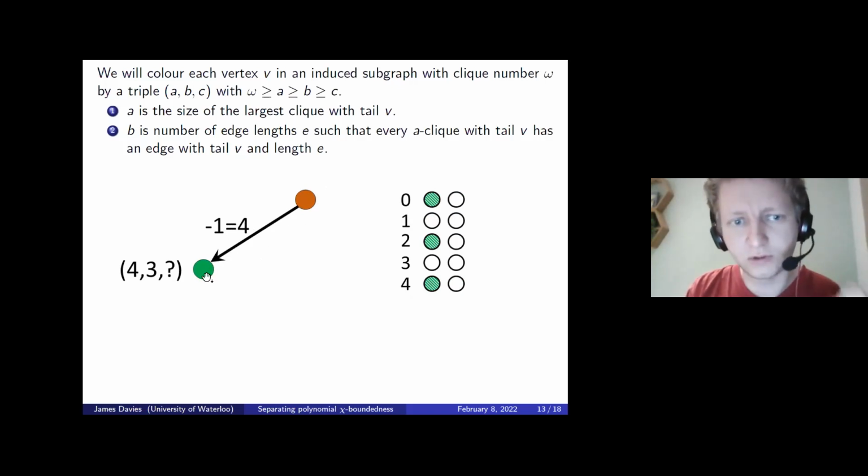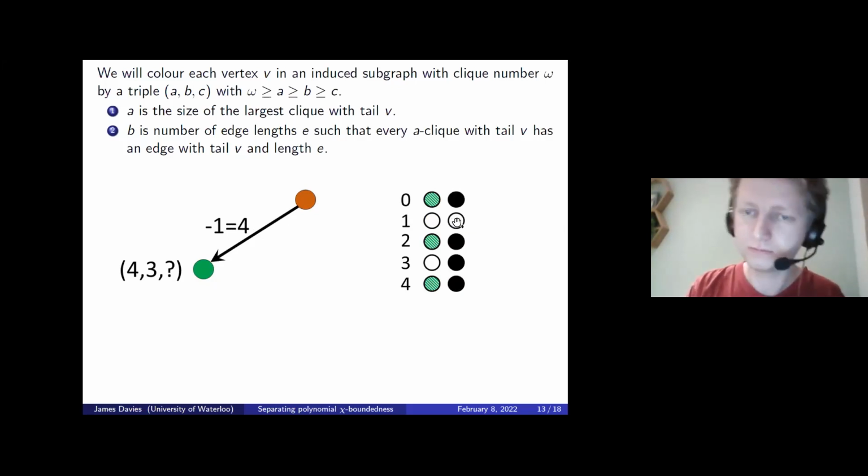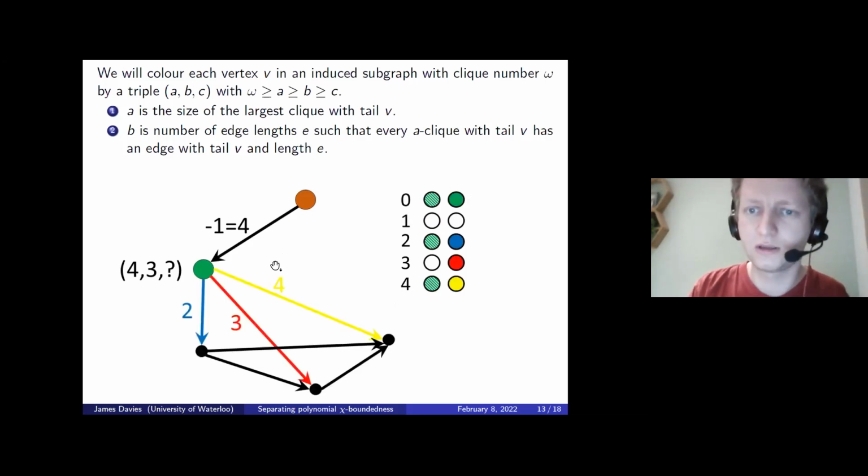Next, I want to look at a 4-clique coming out of our green vertex, which doesn't have a residue 1 tail edge length. We can find this because it's not in this common set of residues. So we can find a 0, 2, 3, 4, 1. And it might look like this.